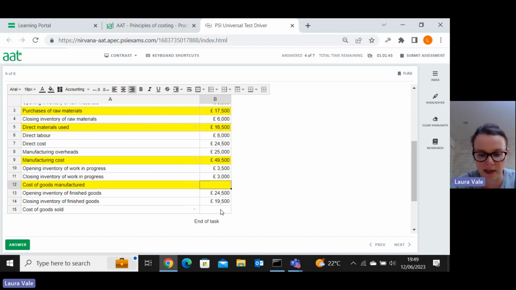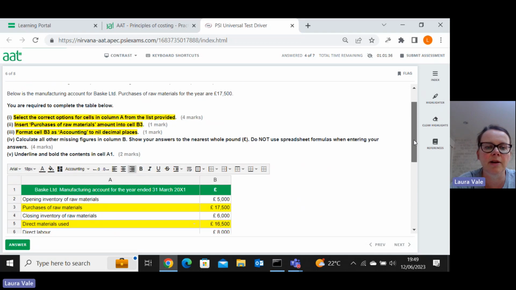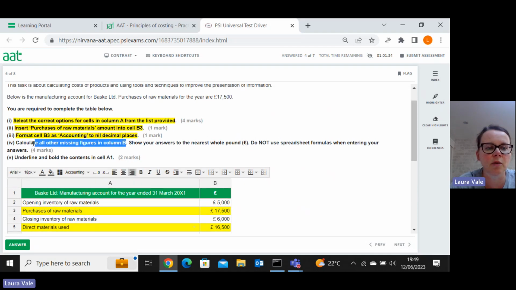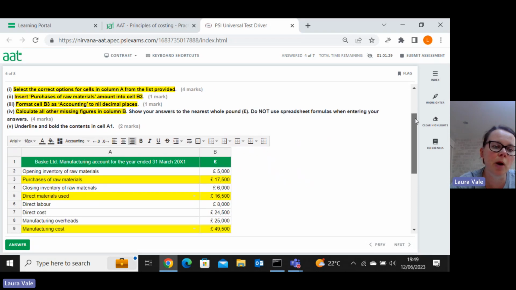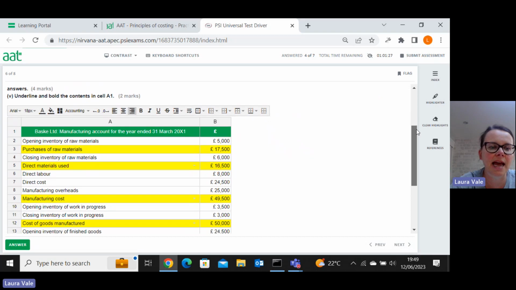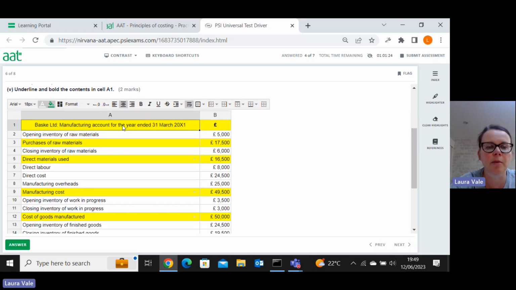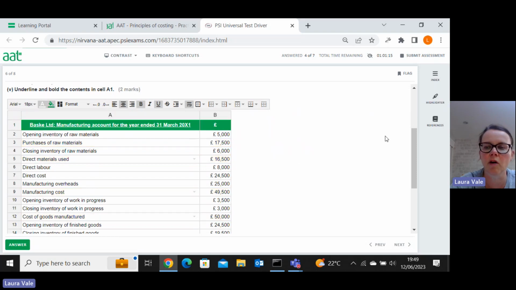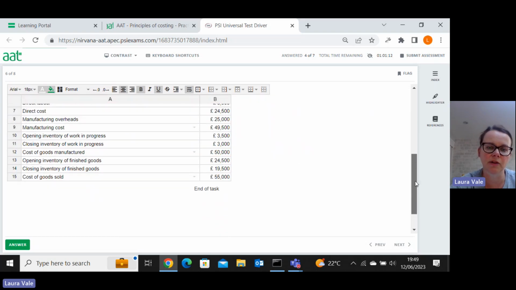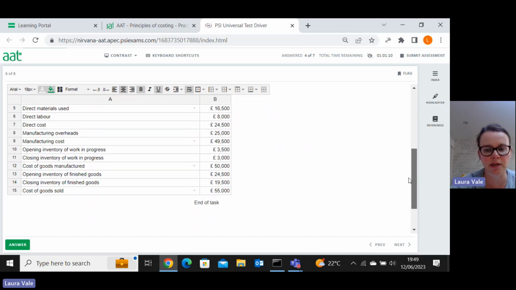Oh, just typed over the wrong thing. 50,000 in there, and the bottom 55,000. Right, so I now believe that I have done all of that. And then it says underline and bold the contents in A1. So this is A1, bold, underline, make sure you do what it tells you, not italics. We can take the highlighter off, although you wouldn't be penalised for that. And then we have completed that question.